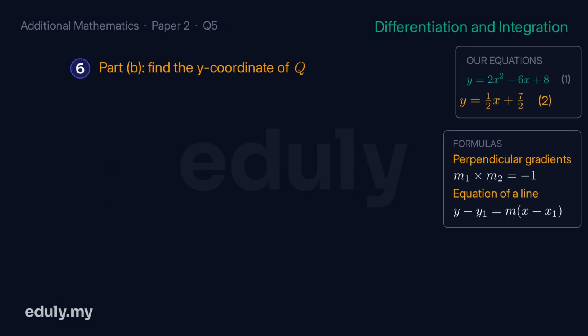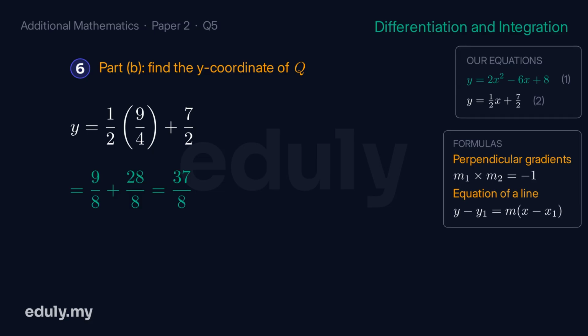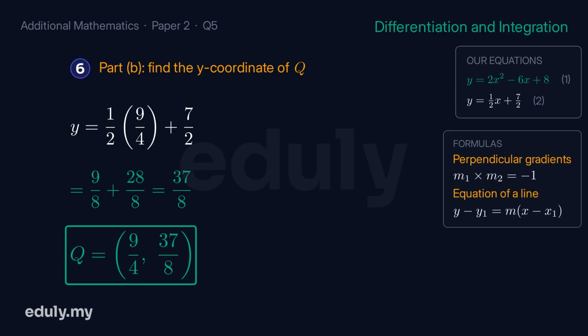Step 6. Put x equals 9 over 4 back into the normal to get the y coordinate. Substituting x into the normal, over a common denominator of 8, that adds to 37 over 8. So Q is at 9 over 4, 37 over 8.